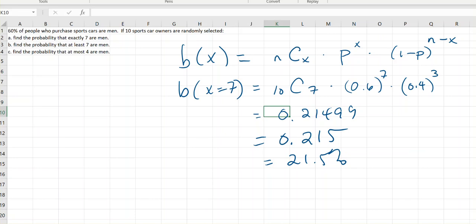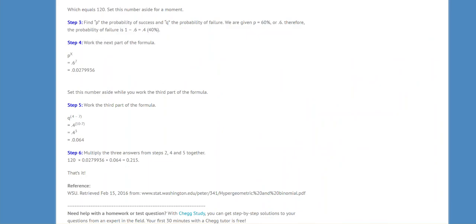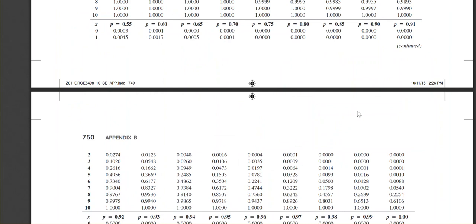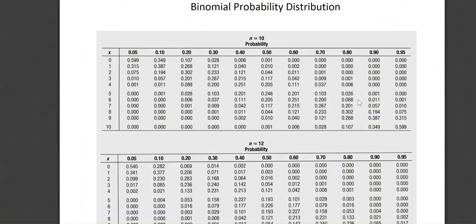We can also do it using the table. The table looks like this. This is the table that you get in your textbook, and they are individual binomial distribution probabilities, which means they give you exactly what you would put in if you put x in for the formula.